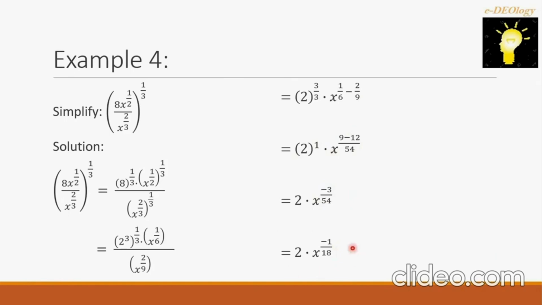So for this answer here now, we will simply rationalize the negative exponent, putting it in the denominator. So the final answer is 2 all over the x raised to 1/18.